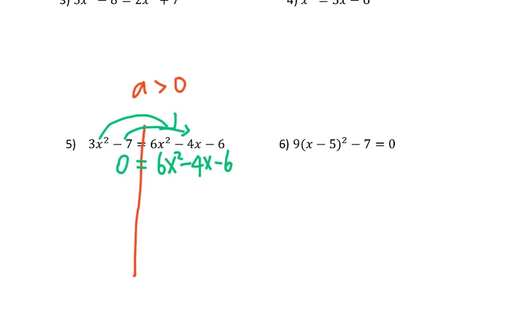Then 3x squared I move to the right side, so it turns into -3x squared. -7 turns into +7. Then I combine like terms. You will get 3x squared minus 4x plus 1.